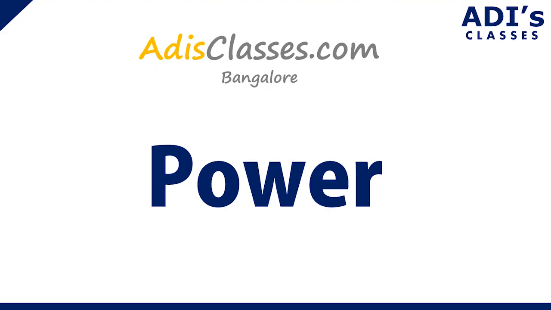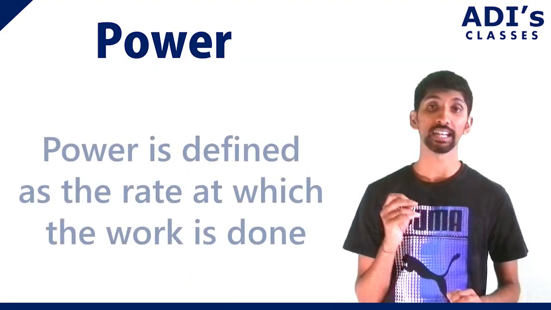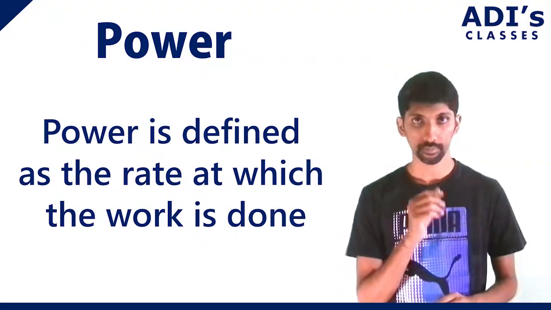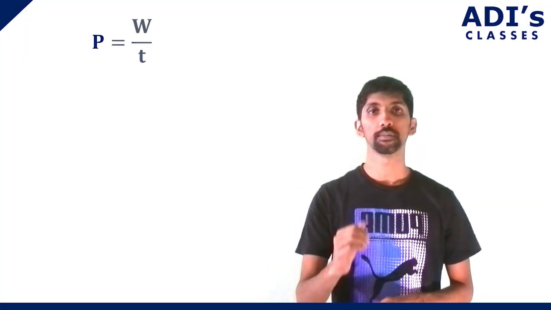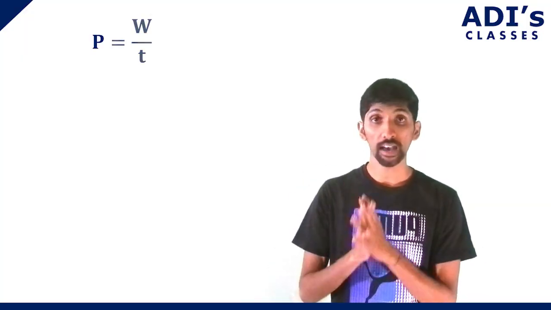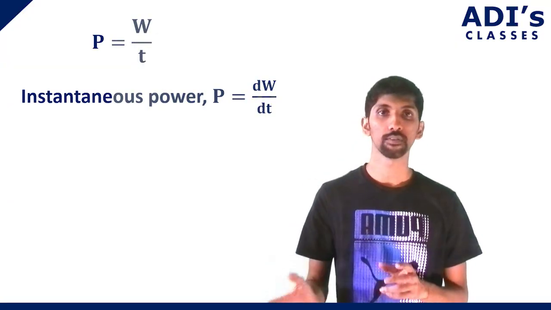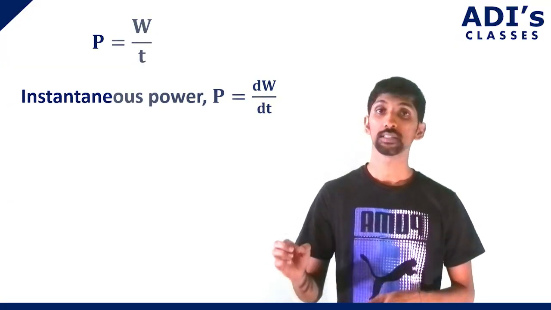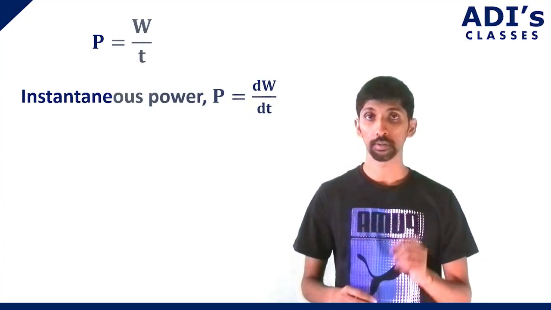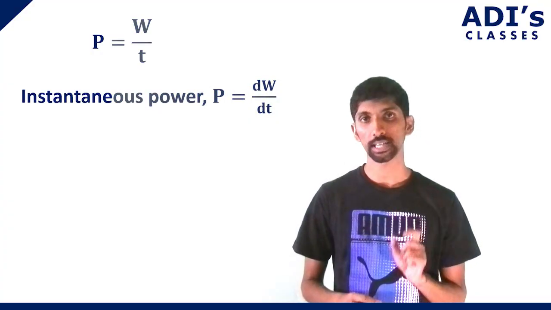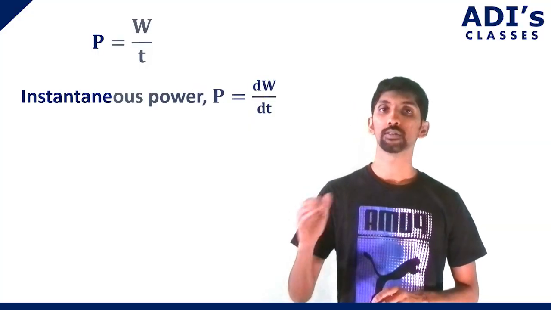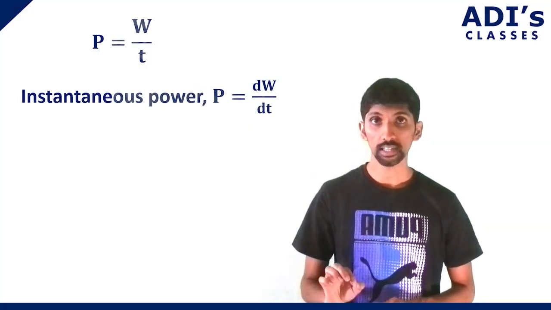Let's discuss power. Power is defined as the rate at which work is being done. So when we talk about the rate of work done, power is equal to work done by time taken. This is the average power. Now, at a particular instant, if we have to calculate the power, then P is equal to dW by dt. Remember, we use dt for a very small change in time. So P is equal to dW by dt at that instant.